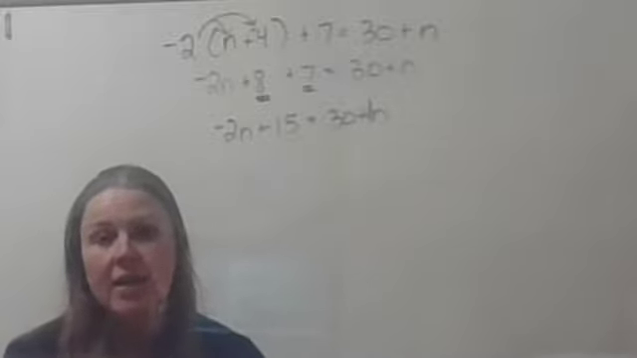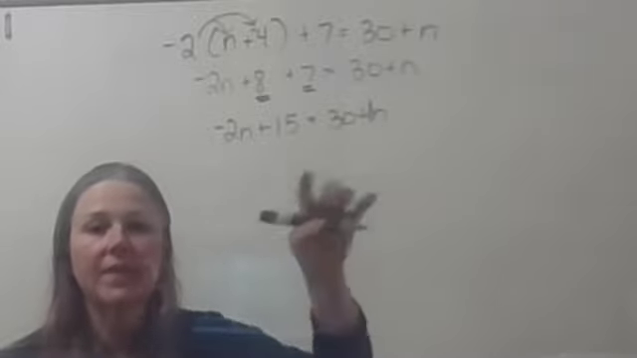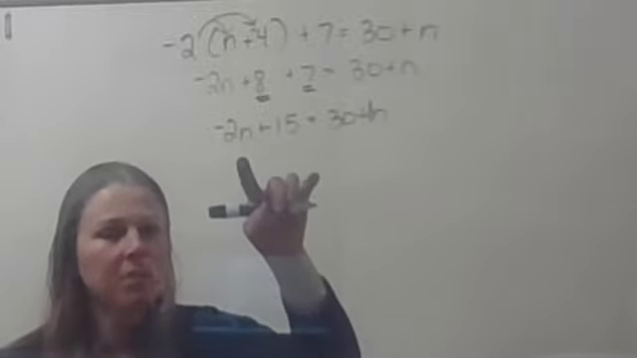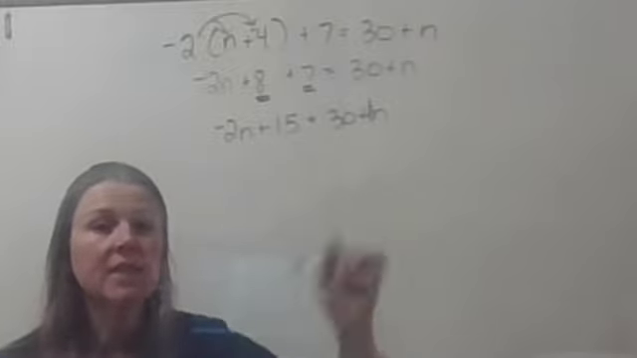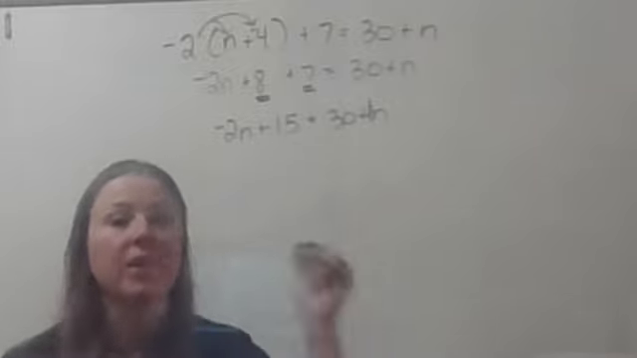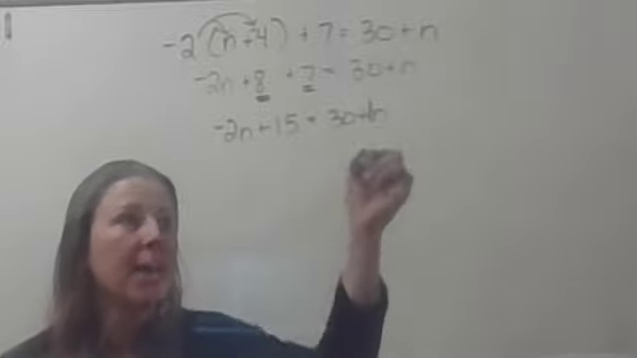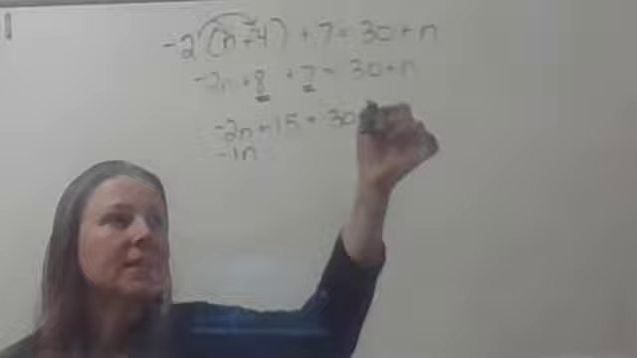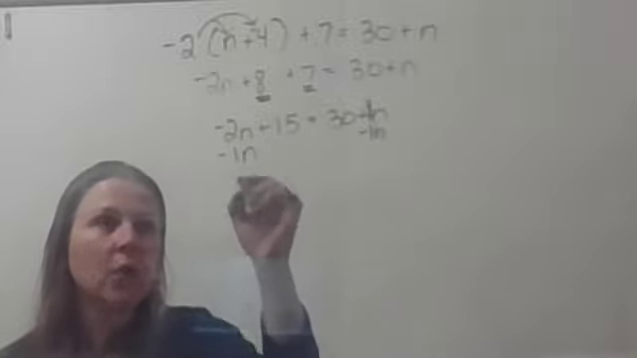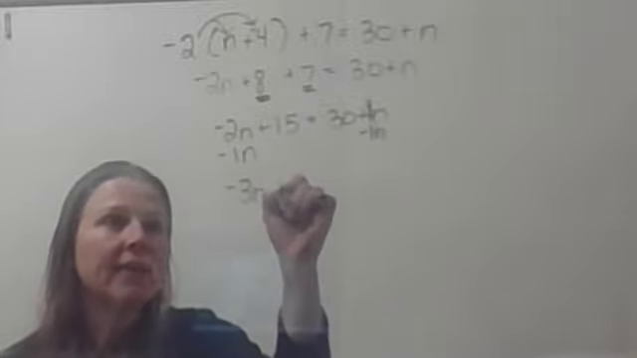I like my letters on the left, so I'm probably going to move this n over, but it might be smarter to move this n over here and get everything positive. We'll get the same answer no matter which way we do it. So you try your way, I'm going to try my way. So by subtracting the 1n, we have negative 3n on the left.